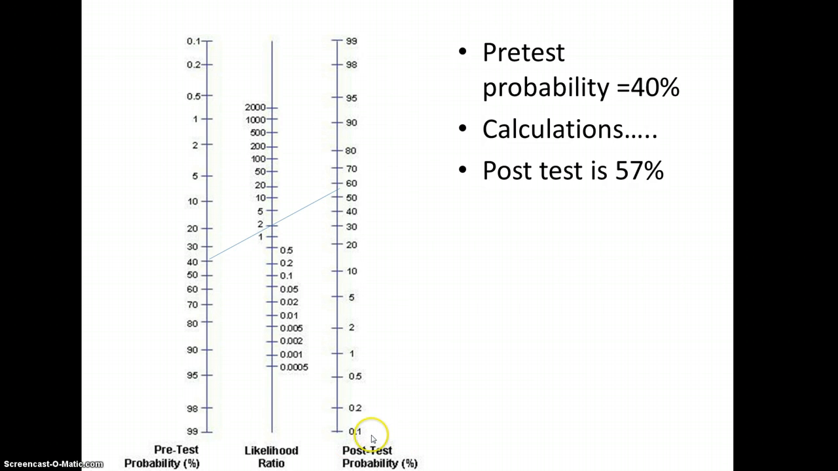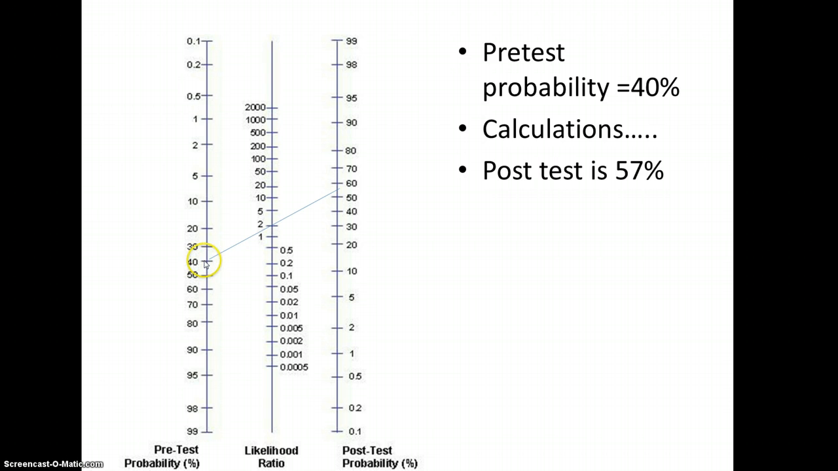Again, likelihood ratios are a shift from this pretest to post-test probability. What you'll notice here is if you have a pretest probability of 40% and you have a likelihood ratio of 2, you'll notice that your post-test probability only rises to about 57%. It is a shift in the positive direction, but because the positive likelihood ratio is so small, you don't have a very large or conclusive shift in the probability.